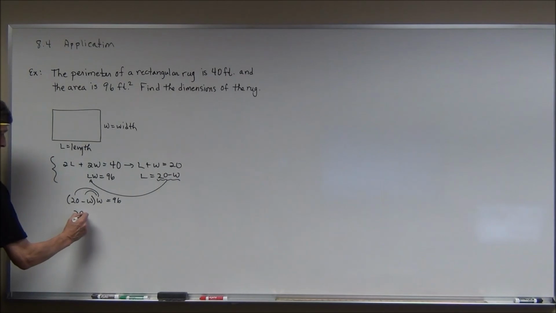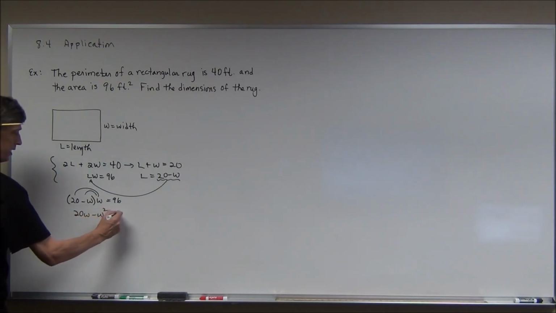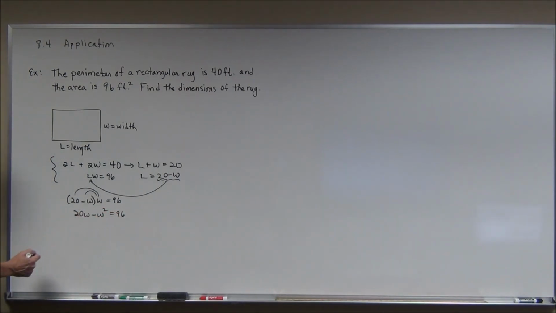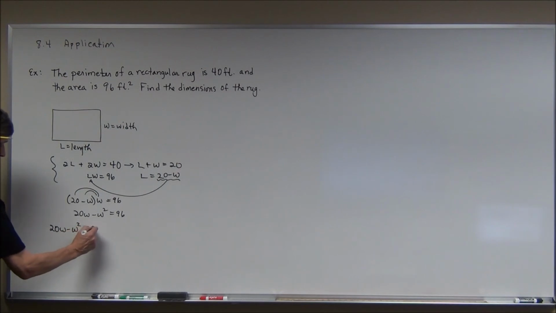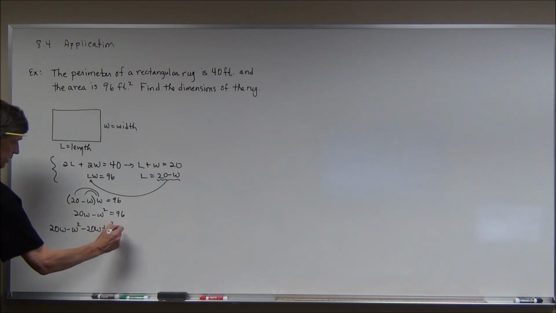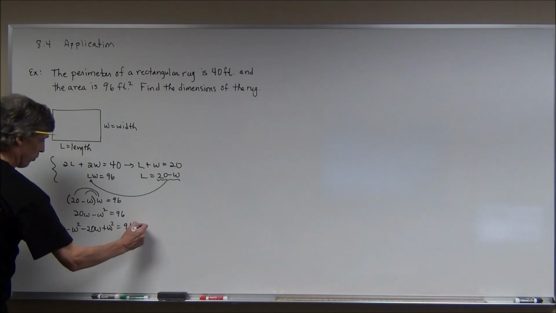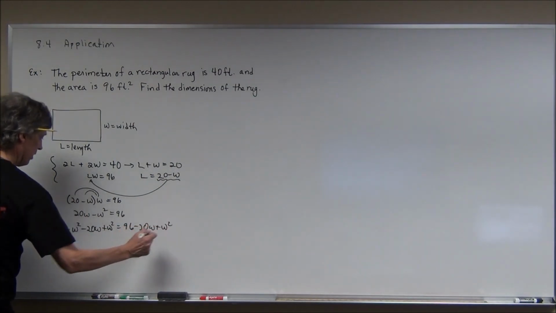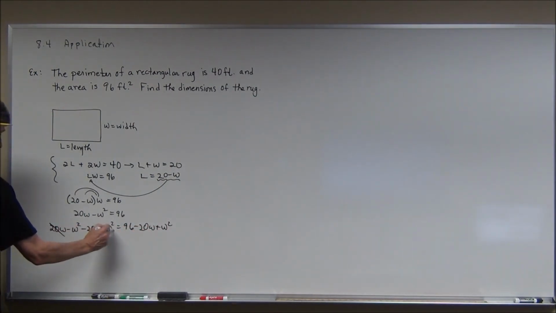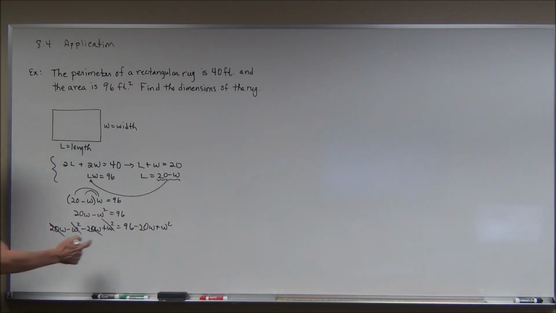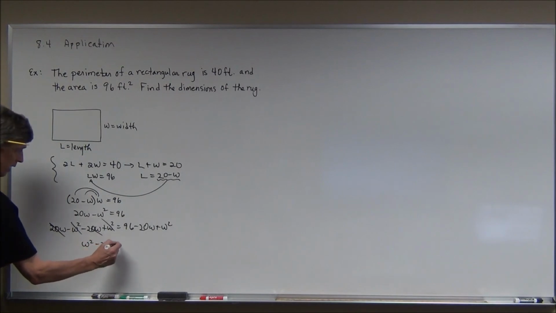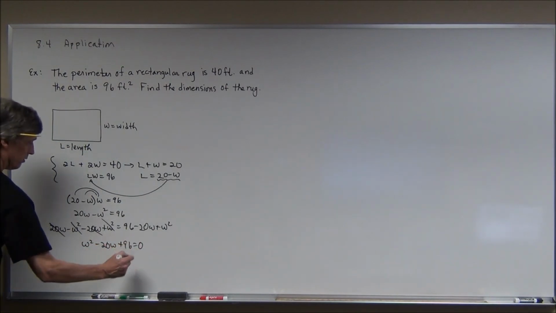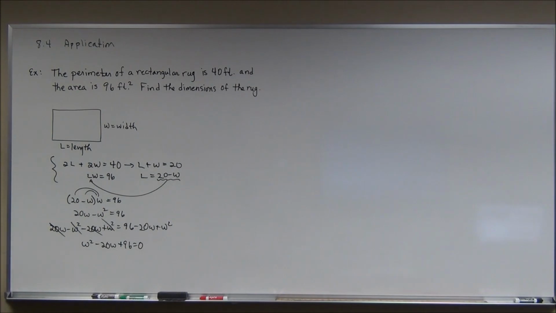Distributing, I get 20W minus W squared is equal to 96. I'm going to subtract 20W and add W squared to both sides. So I'll write this one out since I'm doing two things here. I have 96 minus 20W plus W squared, and on the other side all of this cancels out and I just get 0. I'm going to flip the sides and put it in descending order. I have W squared minus 20W plus 96 is equal to 0. So that's my quadratic equation.